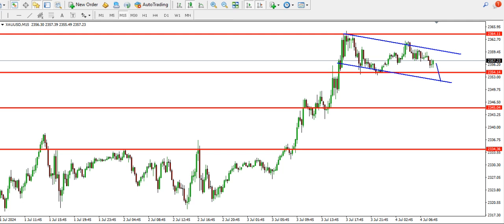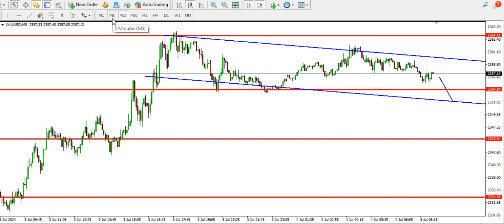Price is currently ranging, as a summary of this analysis. So let's watch out for the range breakout. Buyers will buy at the range bottom, sellers will sell at the range top.